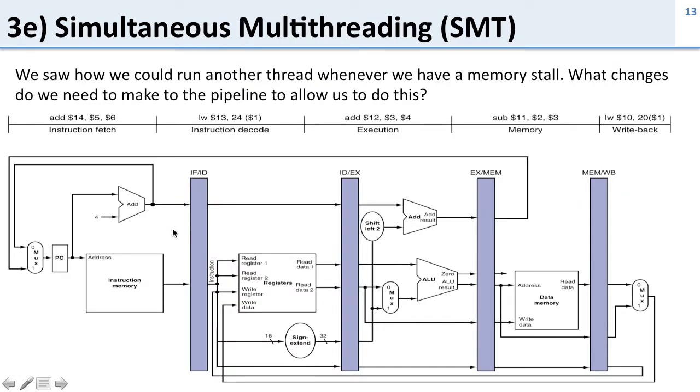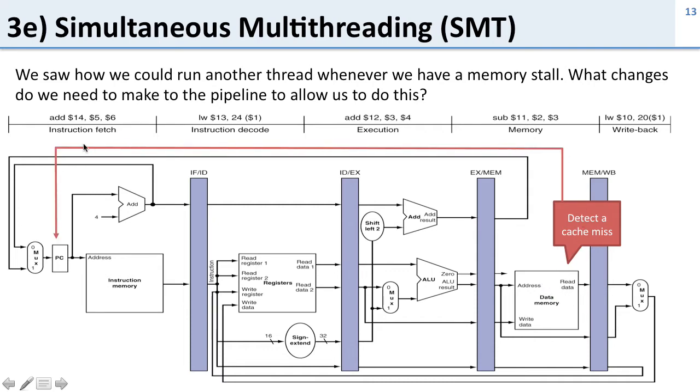So here we go. Here's our pipeline. And the question is, what do we need to change in this pipeline to support running 3 threads? So I'll get you started here. So the first thing we're going to have is some hardware to detect a cache miss. We're going to send this information down over here to the PC. We're also going to need to send this to the other pipeline stages. And now the question is, what do we need to change in the pipeline?